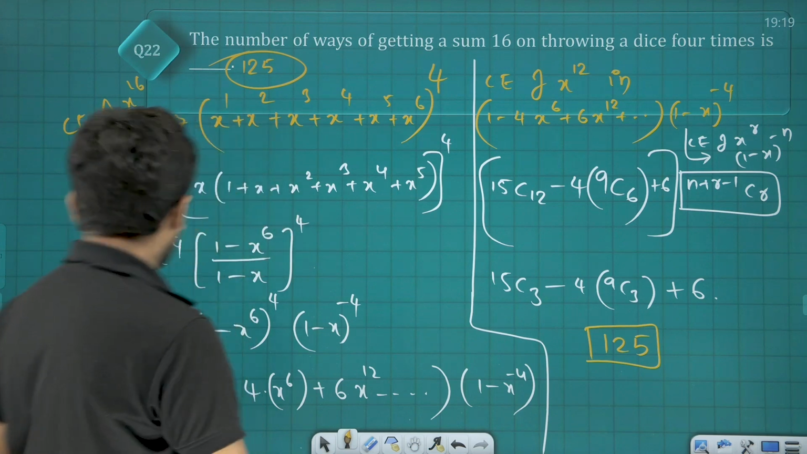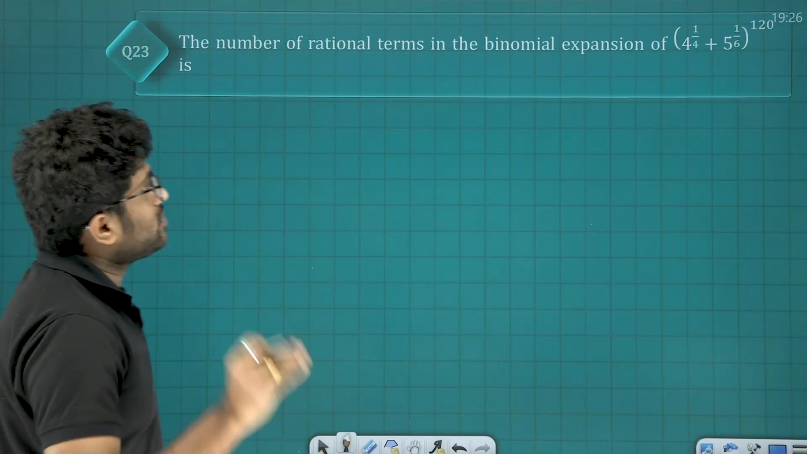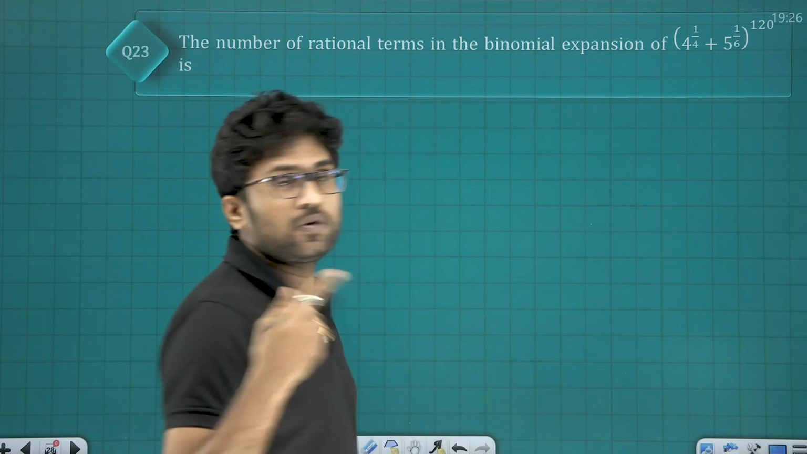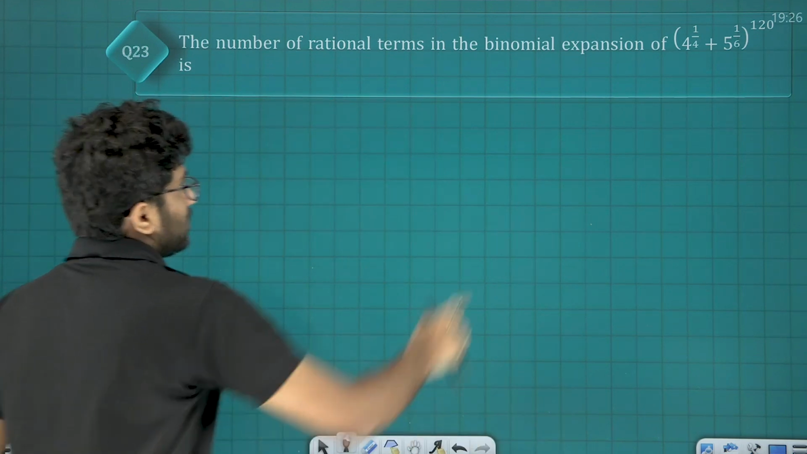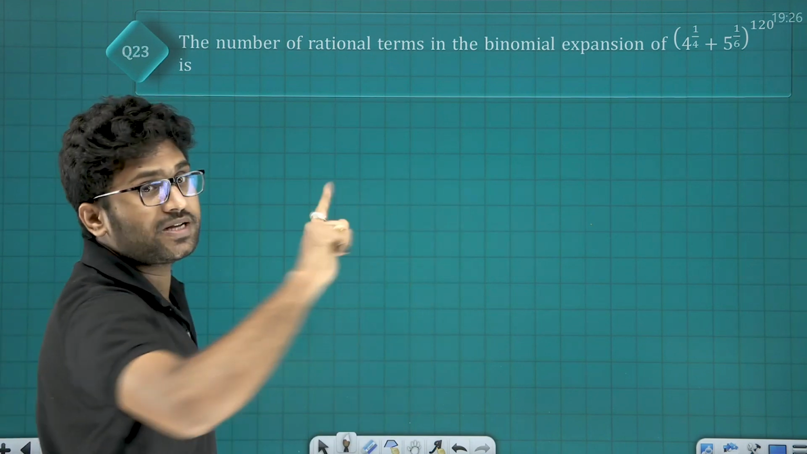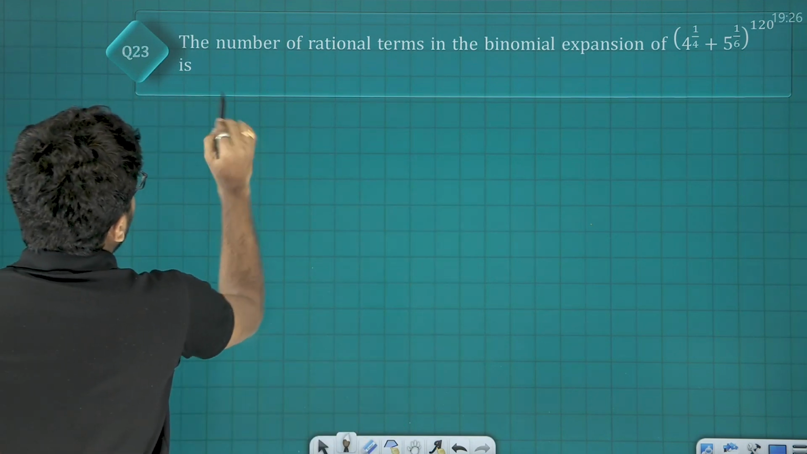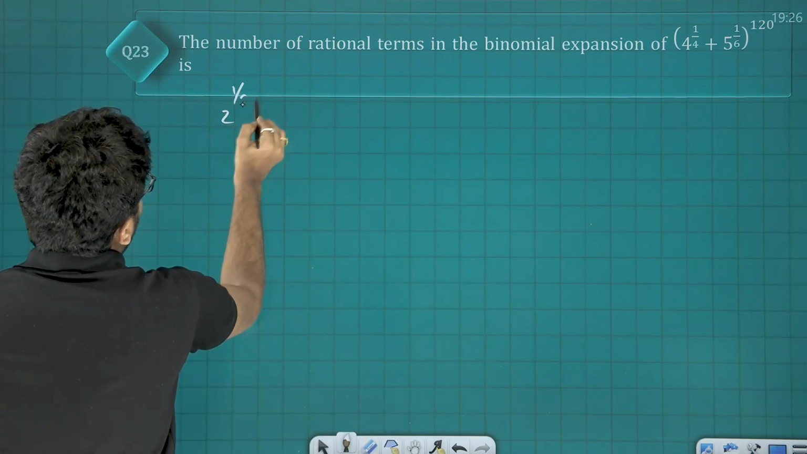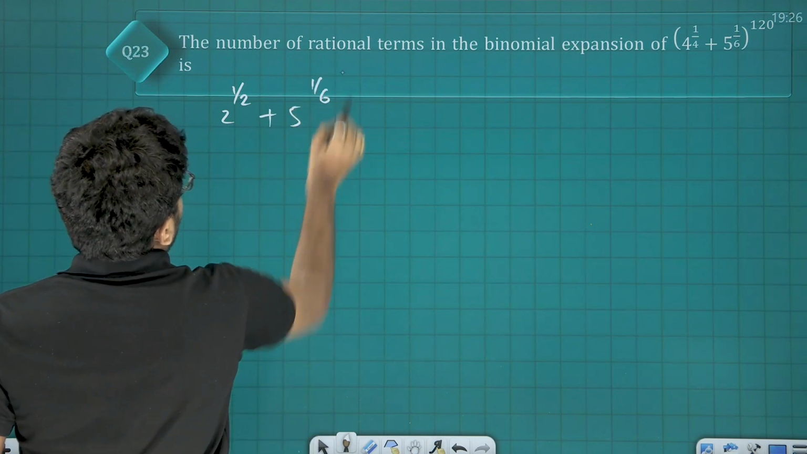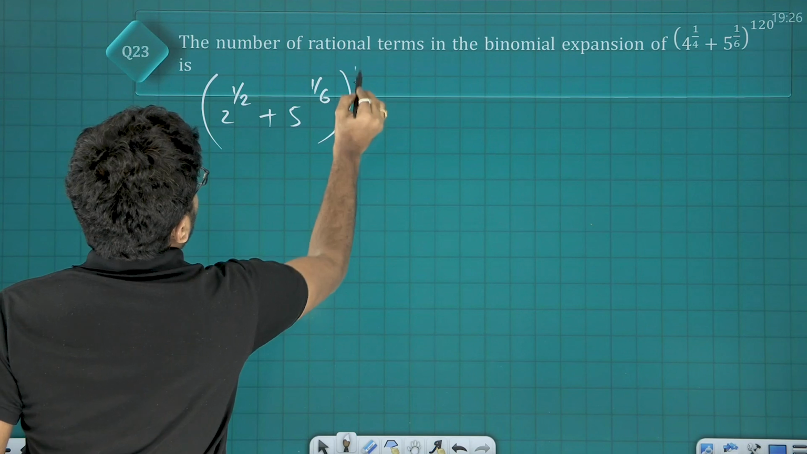Clear? Next question. The number of rational terms in the binomial expansion of 4 power 1 by 4 plus 5 power 1 by 6 whole power 120. Now first, express it as exponent of prime, friends. So for that, 4 means 2 square. So 2 square whole power 1 by 4 is 2 power 1 by 2 plus 5 power 1 by 6 whole raised to exponent 120.